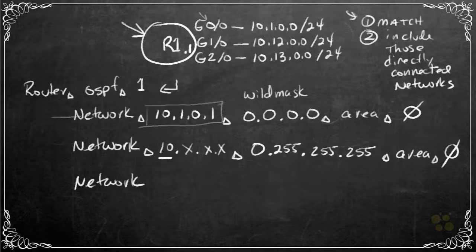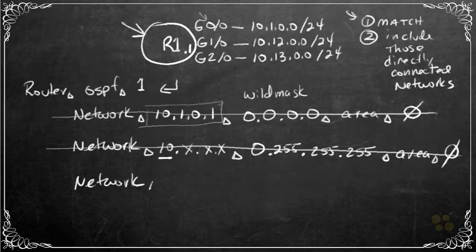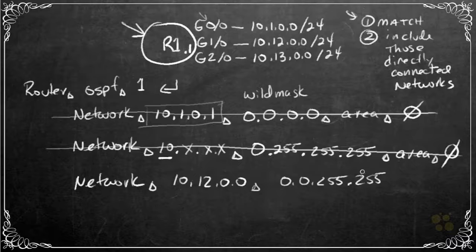In fact, let's pretend that the previous network statements don't exist, and we're using the network statement of 10.12.0.0 with a wildcard mask of 0.0.255.255, and we'll put any directly connected networks that match that into area 0. Okay, so if this was the only network statement we had in OSPF, my question for you is which of these networks, if any, would be included inside of OSPF based on this single network statement that we just put in right here.